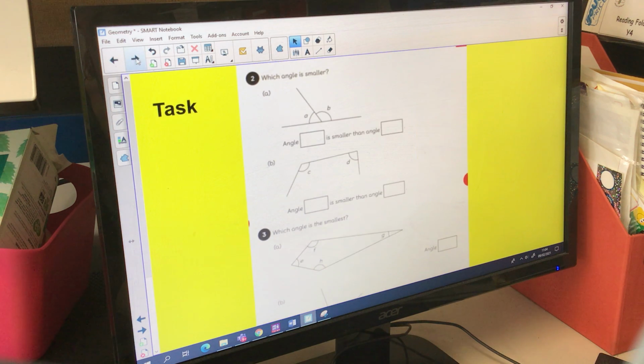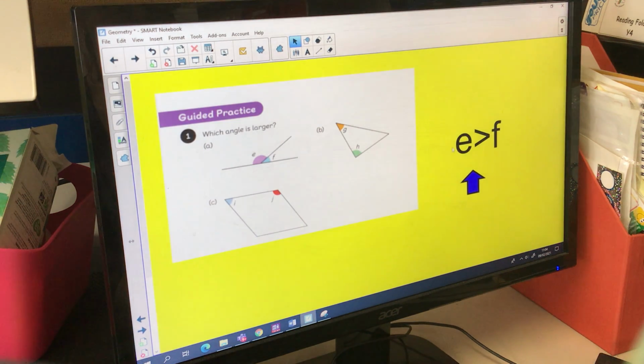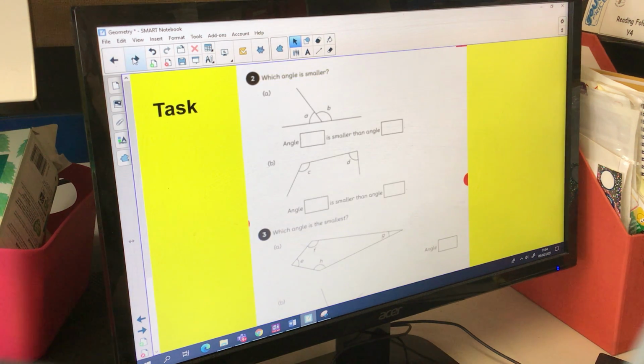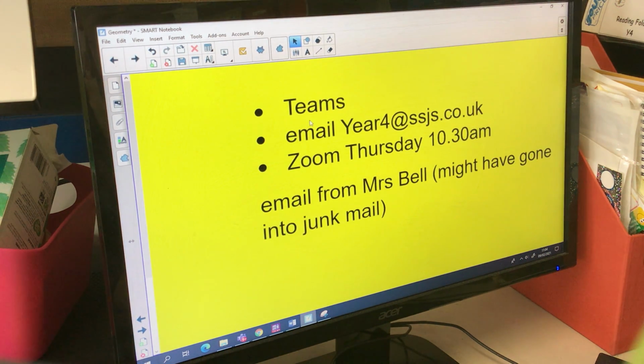Okay. So your task looks a bit like this, looking at which angle is smaller. You might need to use your angle measurer. Okay. And then the second part of your task is thinking about using the greater than and less than signs as well, and ordering angles. Okay. You can upload it to Teams, photograph it, put it in a document. You can email me.